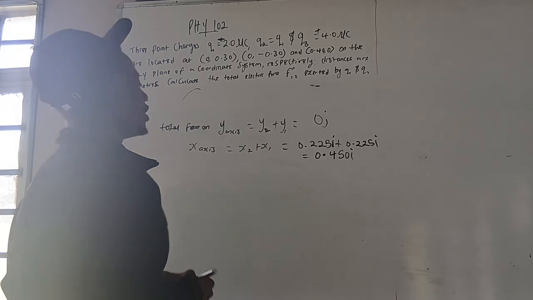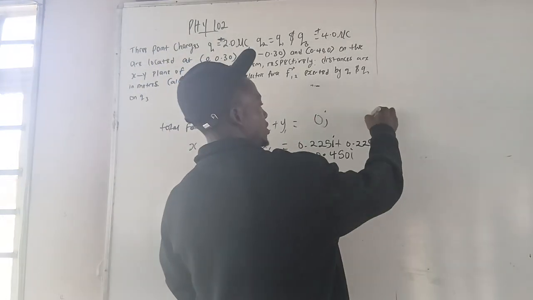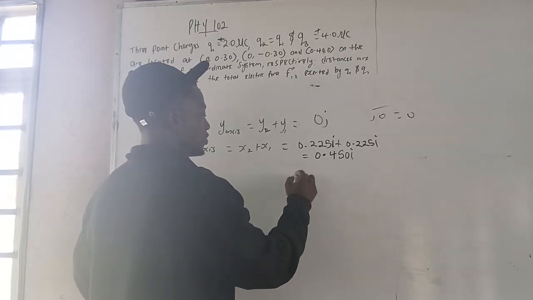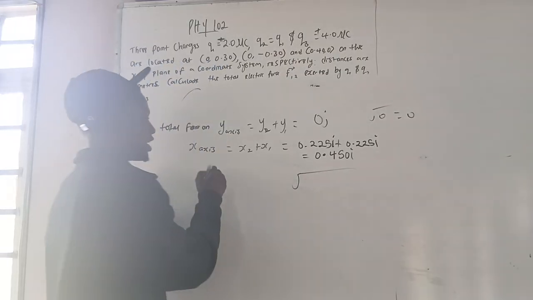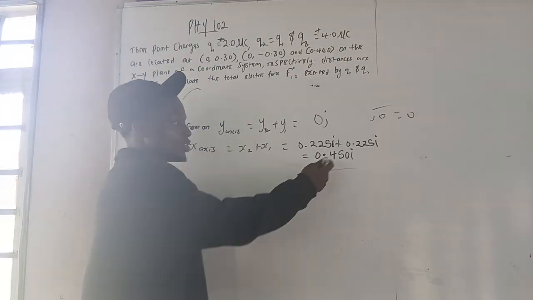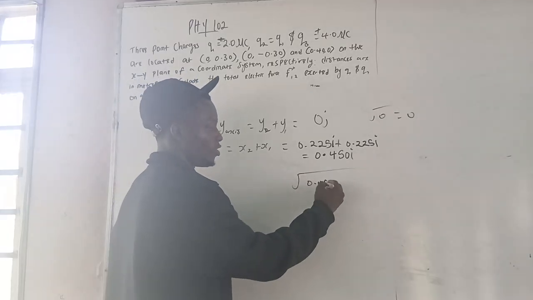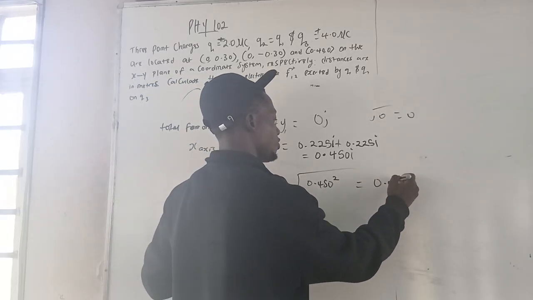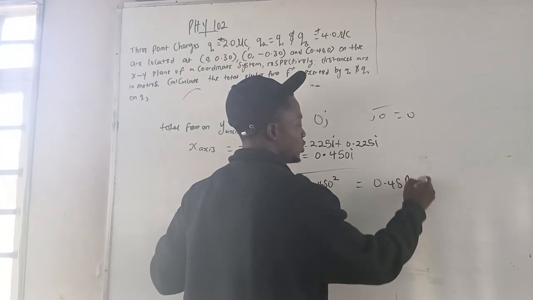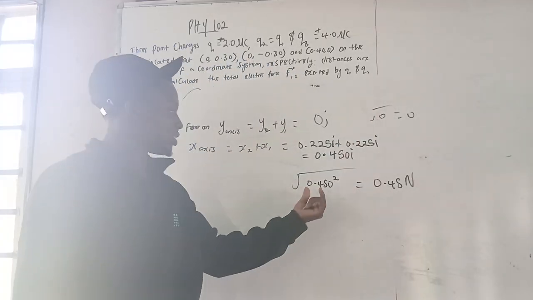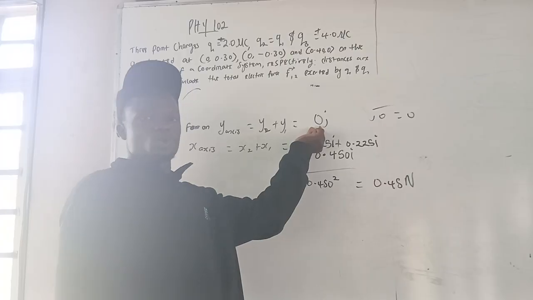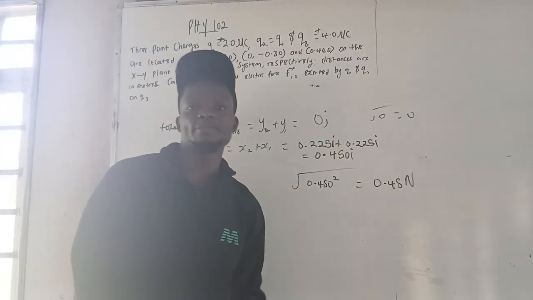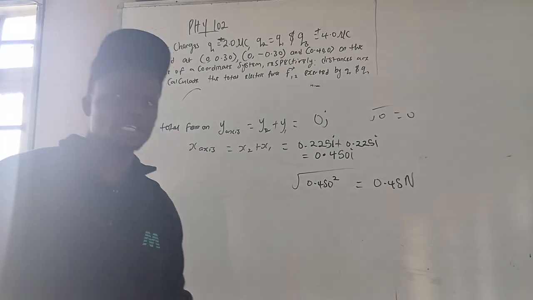Now let's find the magnitude. If you want to find the magnitude of the y-axis, root 0, everything is still 0. The magnitude of the x-axis is going to give you the square root of, you want to find the magnitude, notice i, the coefficient is 0.450 squared. So the answer is still equal to 0.45 Newton. Assuming there is also a y-axis, this square plus the square of these two, then gives you the magnitude. So this is the force exerted by Q2 and Q1 on Q3.